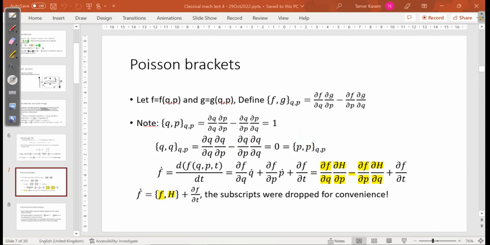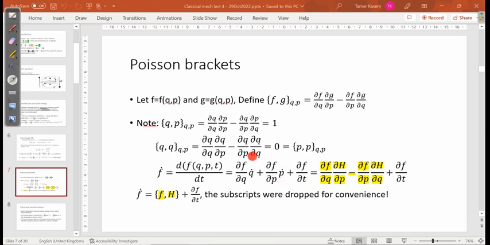So what is the reason, or let us have a very minor motivation. Suppose that now we are trying to get f dot, the total derivative of this function with respect to time. f here is a function in q, p and t. So to get the full derivative, you will use the chain rule, which is partial f by partial q multiplied by q dot, plus partial f by partial p multiplied by p dot, plus partial f by partial t.